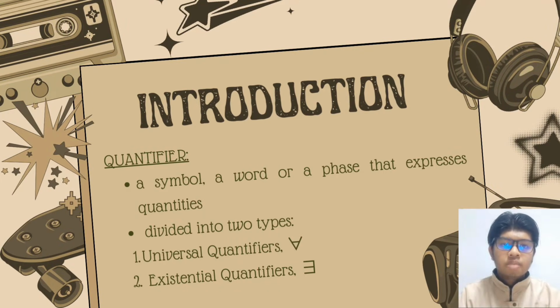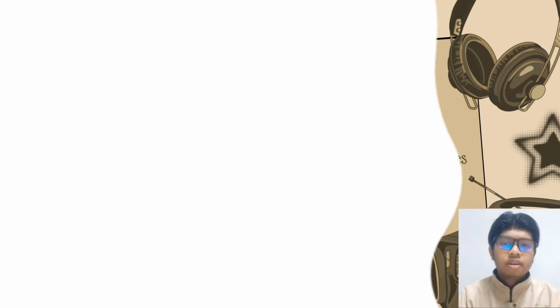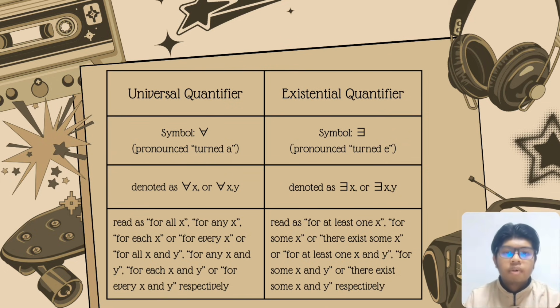A quantifier is a symbol, a word, or a phrase that expresses quantities. It is divided into two types, which are universal quantifier and existential quantifier. The symbol for universal quantifier is pronounced as turn A, while the symbol for existential quantifier is pronounced as turn E.